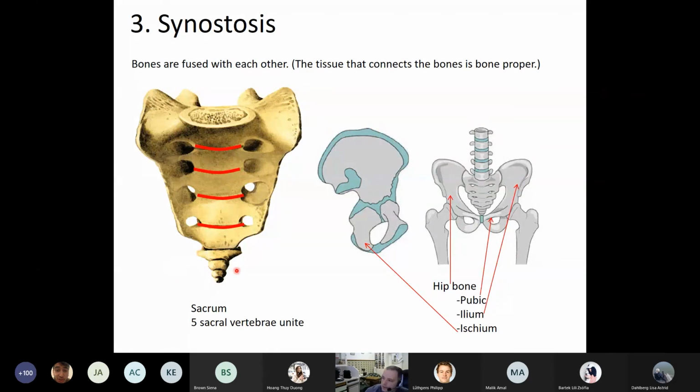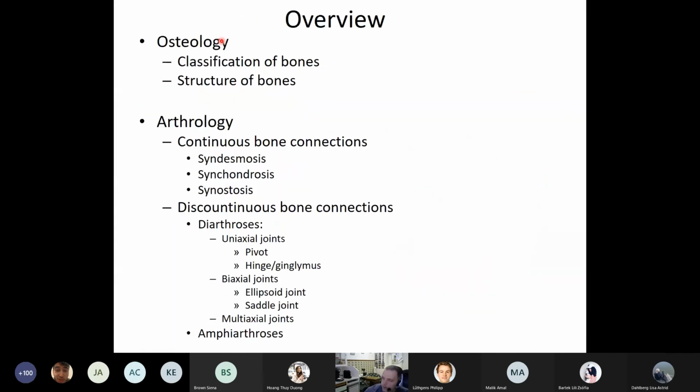Also, this bone is such a thing, the coccyx, but you will learn several more examples for that. But in general, now we are done with the continuous bony connections. I discussed with you the syndesmosis, the synchondrosis, and the synostosis. And let's turn now to the discontinuous bone connections, also called true joints.